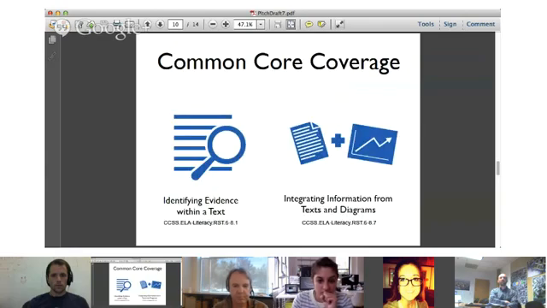In addition to what's in the science standard, we're also addressing some things from the grade 6 through 8 English language arts Common Core standards. Working with informational text is a huge part of the ELA Common Core, and it's so important for students to be able to read technical and scientific texts. So we've embedded that in the game, and we're specifically covering 2 standards, identifying evidence within a text and also using diagrams to get information.